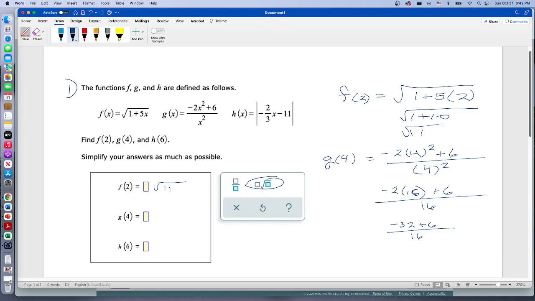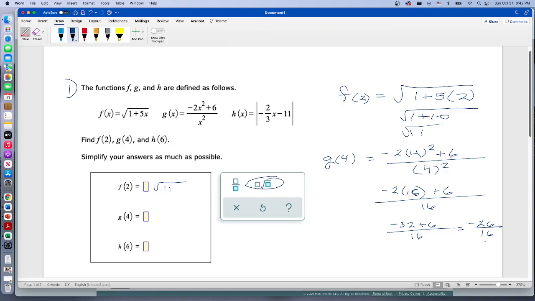So negative 32 plus 6. We're going to subtract because the signs are opposite of each other. Let's see, 6. That's 30 with 4 more would be 26. So negative 26 over 16.